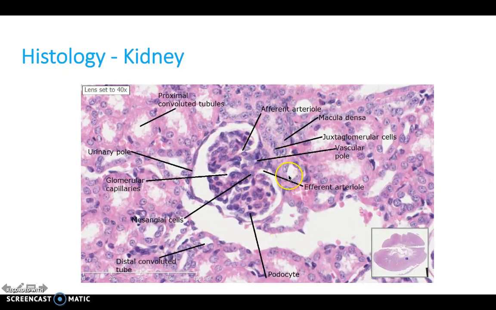Next we have the histology of the kidney, and again this is very similar, so we can see the glomerulus in the centre here, with afferent arterioles coming in and an efferent arteriole leaving. We have podocytes, which we can see visualised here, and glomerular capillaries as well. Again we can see the proximal convoluted tubules and distal convoluted tubules around the outside, and these here are the juxtaglomerular and macula densa cells, which are responsible, juxtaglomerular particularly, for the secretion of renin.